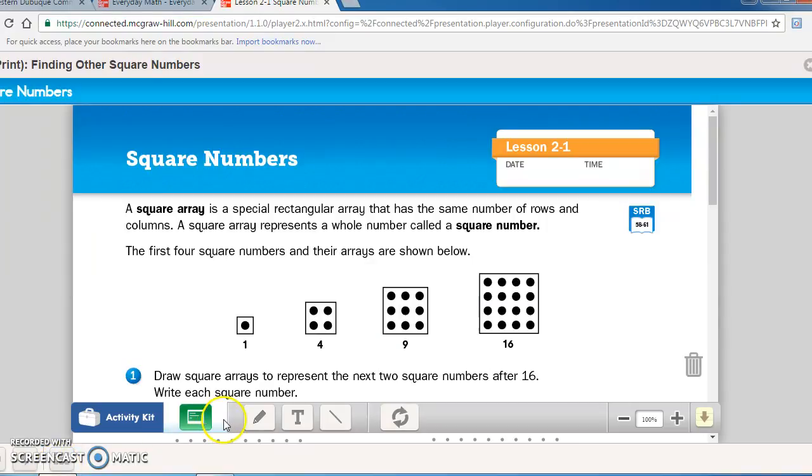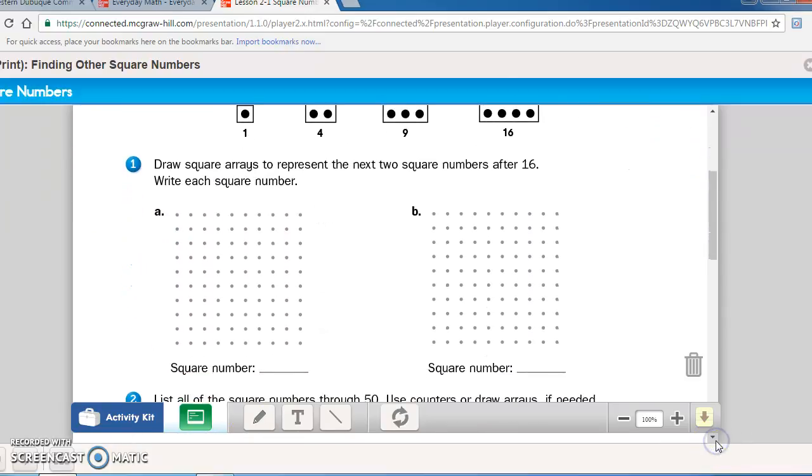Now I want you to turn to Math Journal, page 35. The instructions there are asking you to draw square arrays to represent the next two square numbers after 16. I just gave you one, so you need to put and circle that square array on here, and then you will do the next one for B.